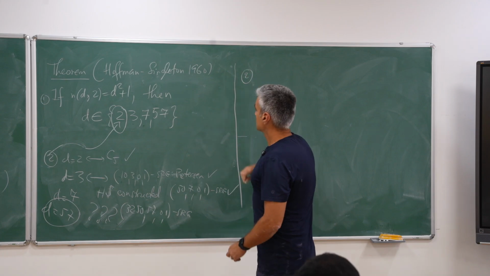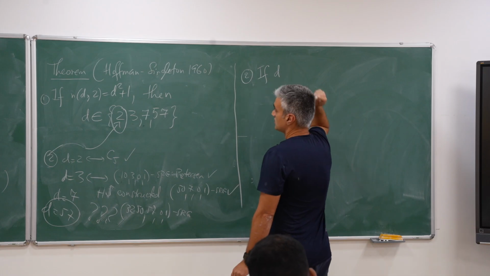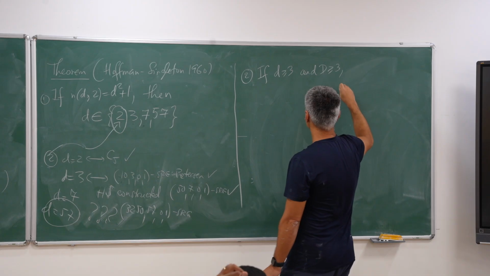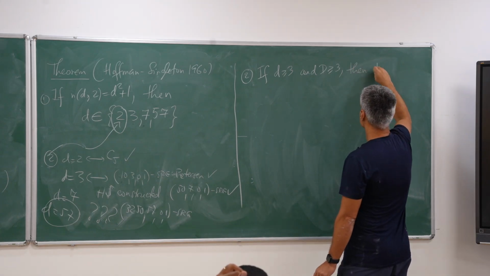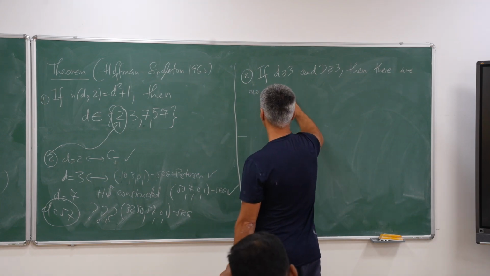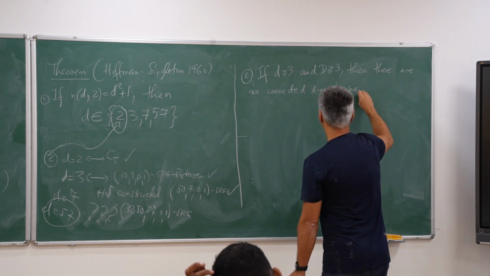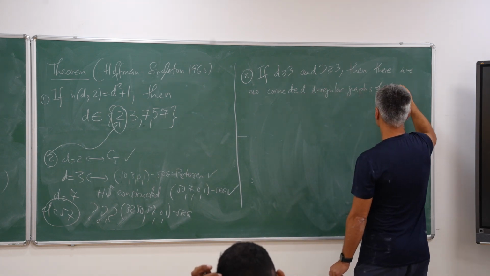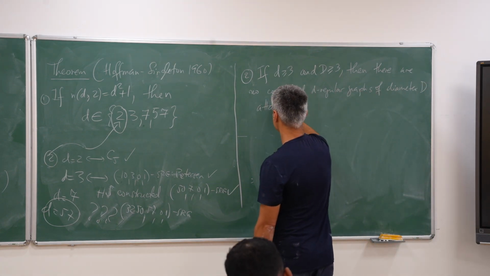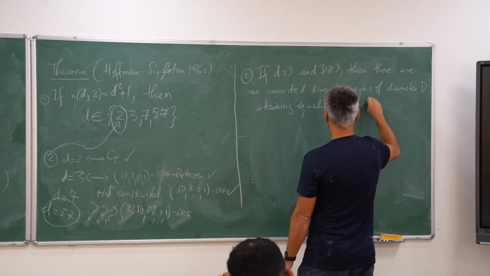There's something that happens for larger diameter. If the degree is greater or equal to 3, and the diameter is greater or equal to 3, then there are no connected d-regular graphs of diameter D attaining equality in the Moore bound.